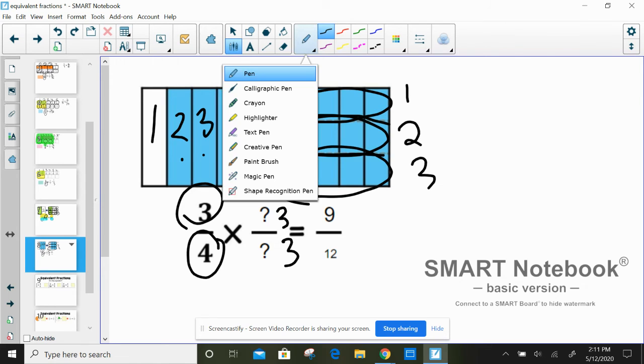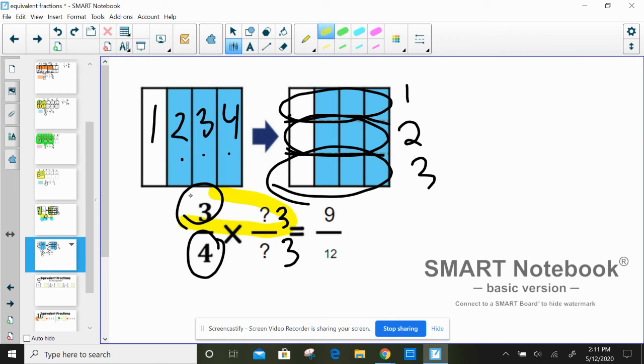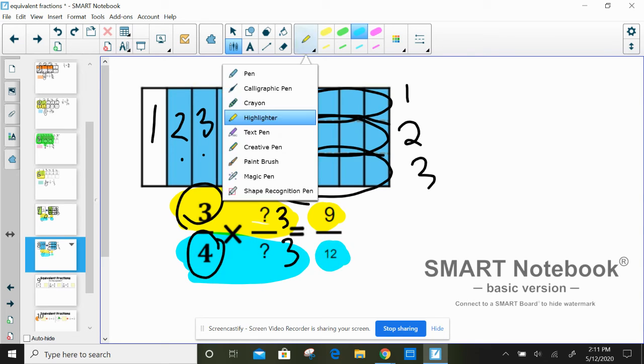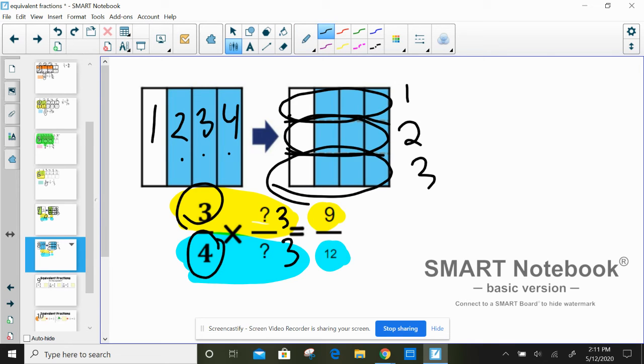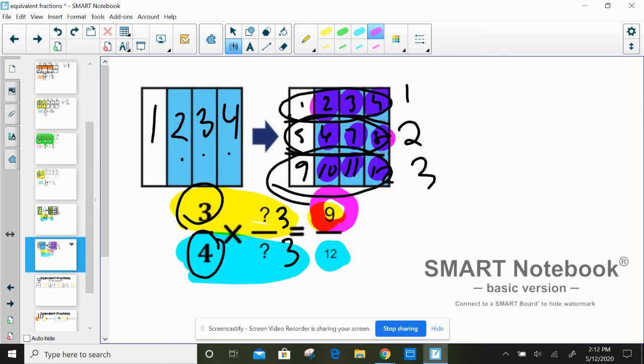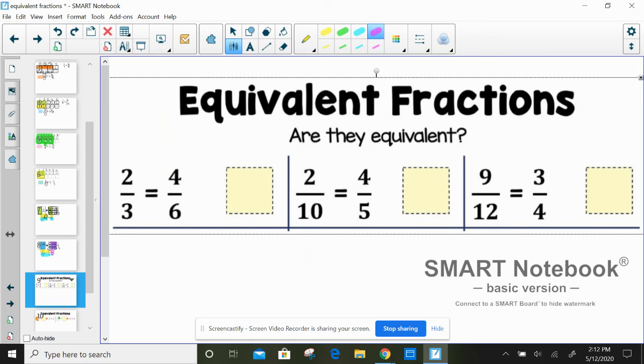And let's double check. 3 times 3, is that going to give us 9? Yes. 4 times 3, is that going to give us 12? Yes. We can even count these to double check too. 1, 2, 3, 4, 5, 6, 7, 8, 9, 10, 11, 12. Let's see how many we have shaded. 1, 2, 3, 4, 5, 6, 7, 8, 9 shaded. Out of 12. Okay.